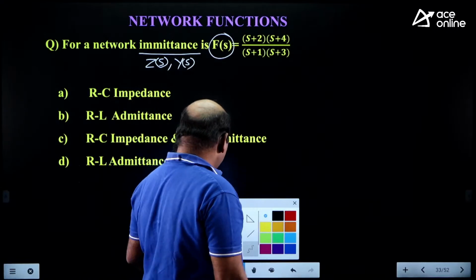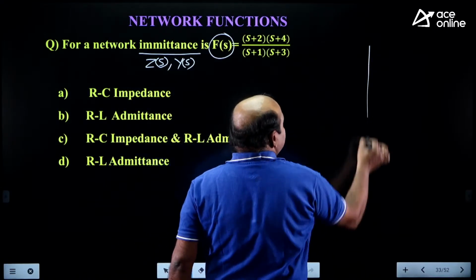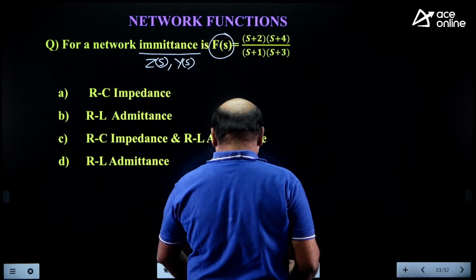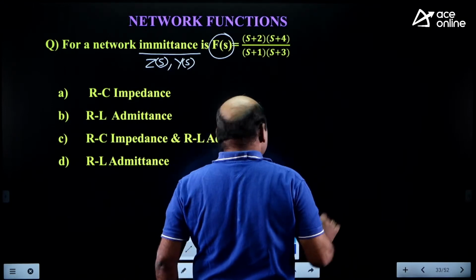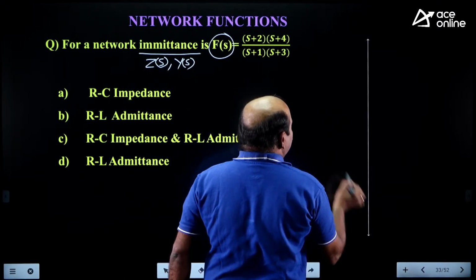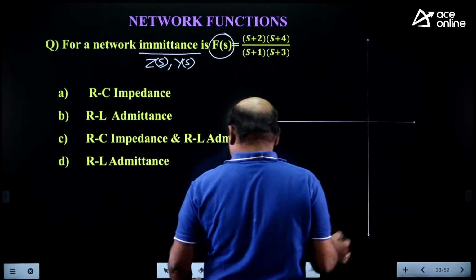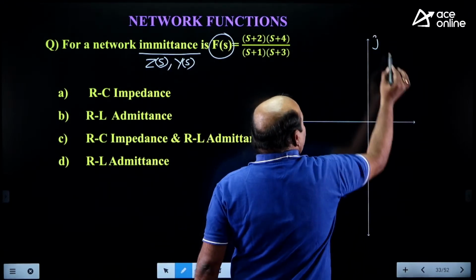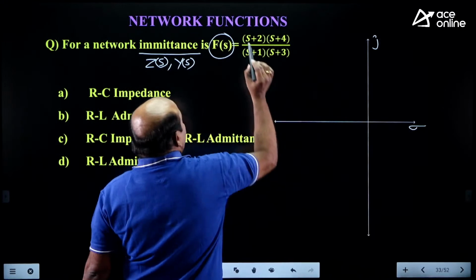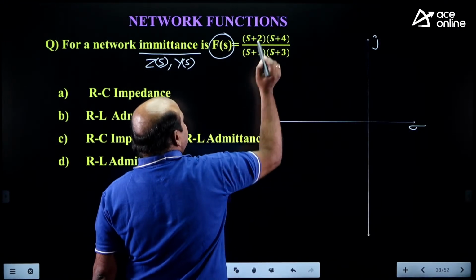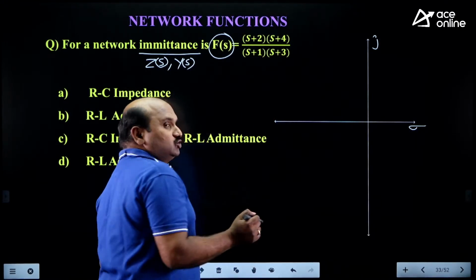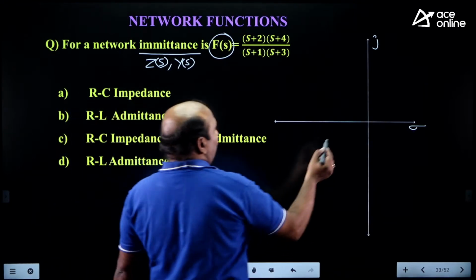First we should consider the pole zero diagram. According to the pole zero diagram, I can take it now? Yes. As per the pole zero diagram, I can consider that first. Tell me here: (s plus 2)(s plus 4) by (s plus 1)(s plus 3). What can I take from it?